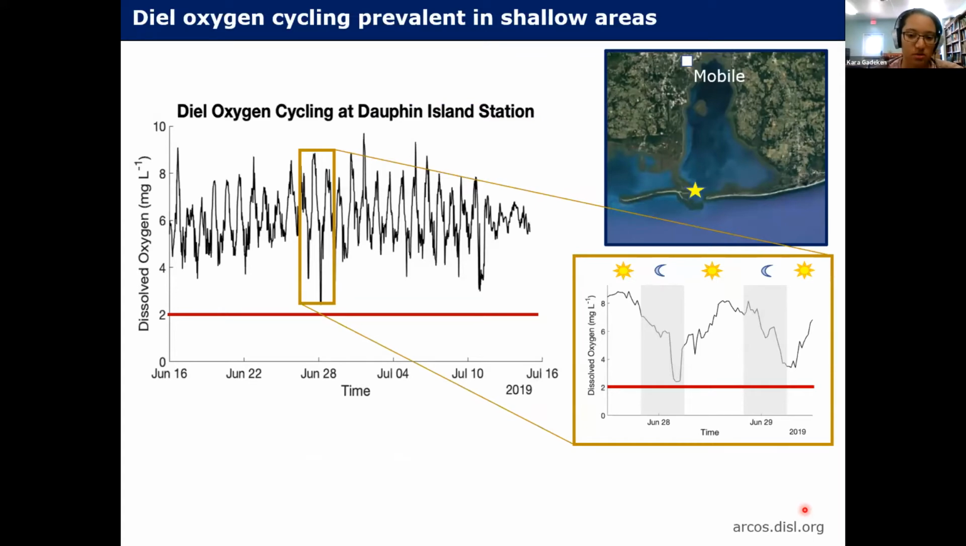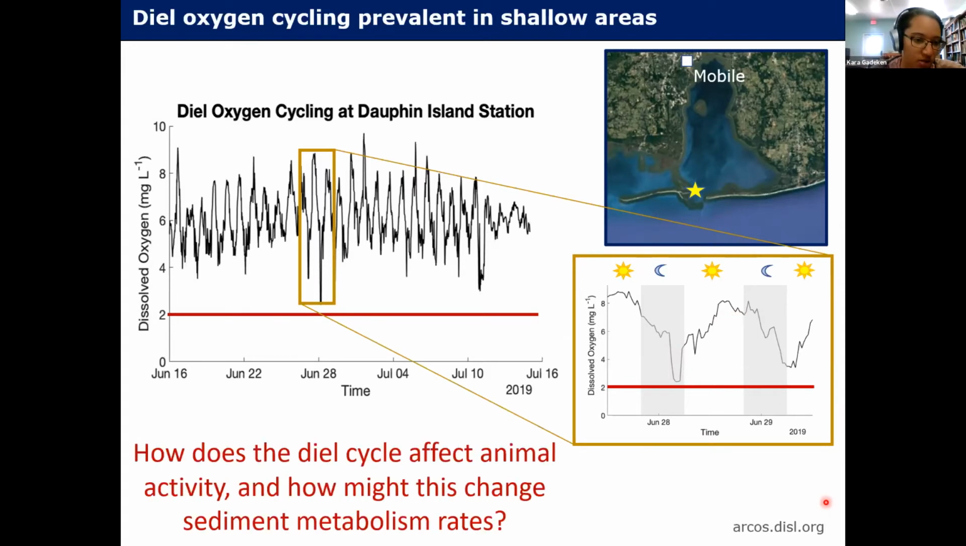So this is an example of summertime oxygen cycling in bottom waters at the Arcos Dauphin Island station from a couple of years ago. So we can see that oxygen is cycling really dramatically, going from this line here at 2 milligrams per liter, which is what's conventionally considered hypoxia. So we can see that oxygen is getting really low. If we just look at this snippet of time, getting really low down to close to hypoxia and becoming super saturated during the day. So the broad question that this brings up is, how does the Diel cycle affect animal activity, and how might this change sediment metabolism rates?